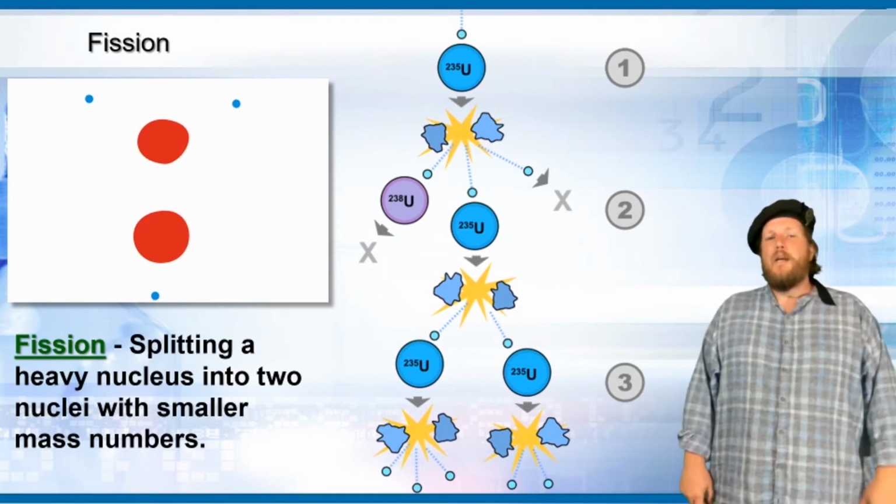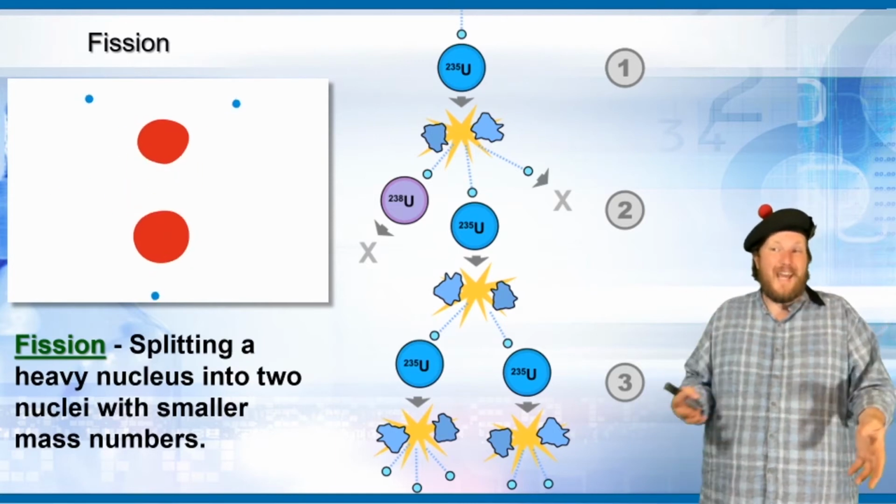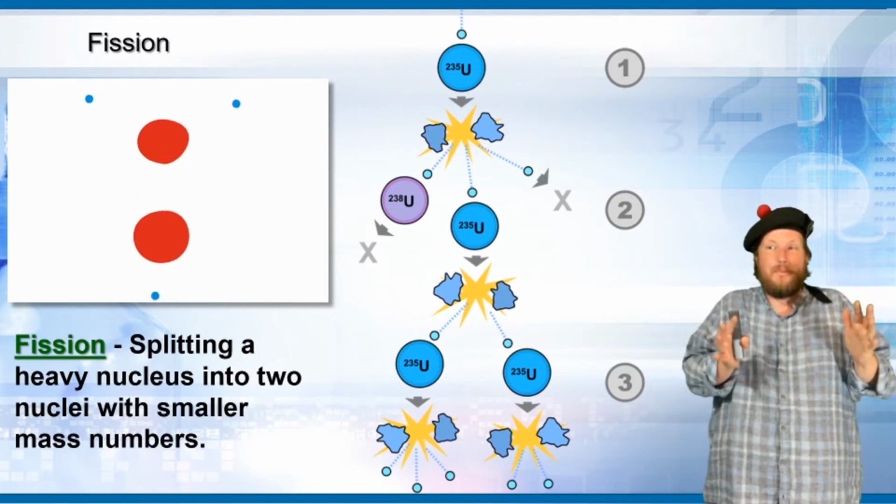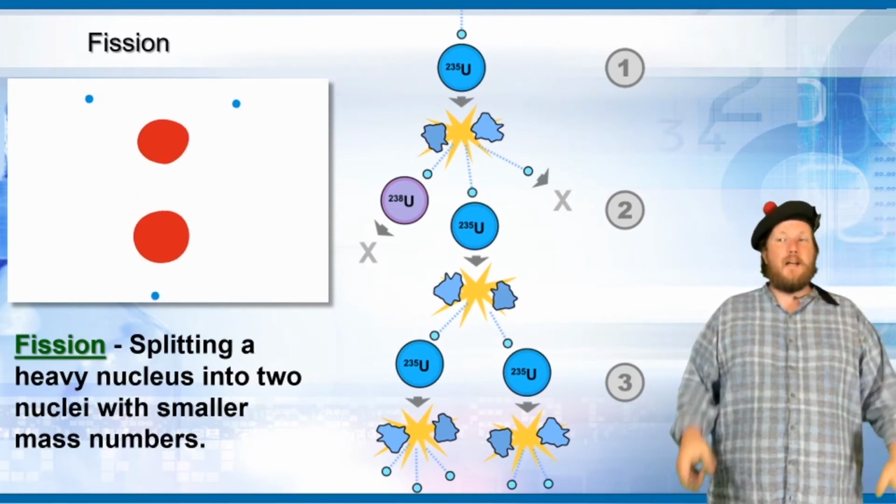Uranium-238 isn't fissionable, so this can't happen with uranium-238. If a neutron hits that, just nothing happens. Remember, these are isotopes of uranium. Still all uranium, but has different isotopes mixed in.